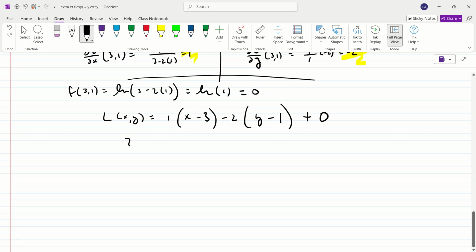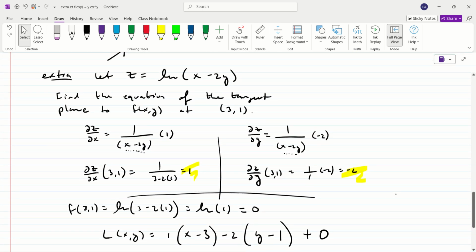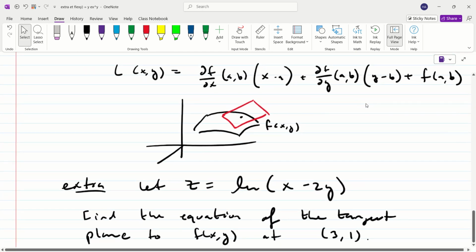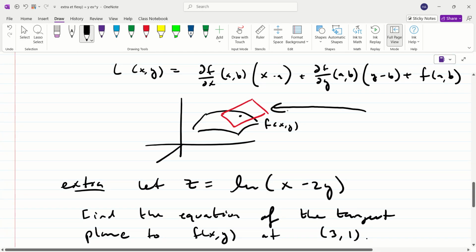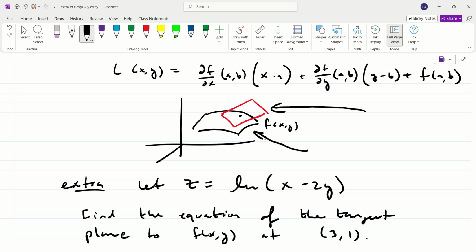Alternatively, you could have written this as z equals x minus 3 minus 2 times y minus 1. That's just an alternative way of writing it. So you can replace that L of x, y with simply z. So again, this plane is a good approximation to your surface when your x's and y's are close to 3, 1.